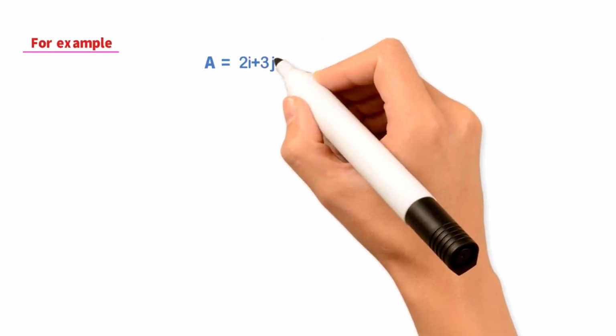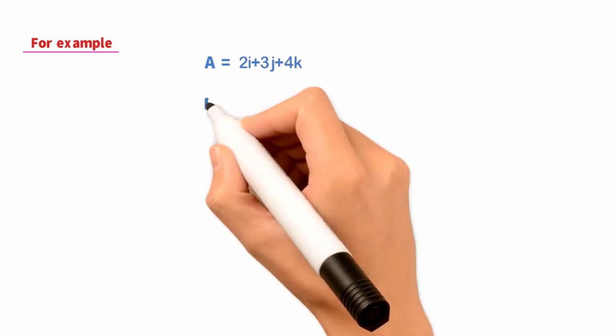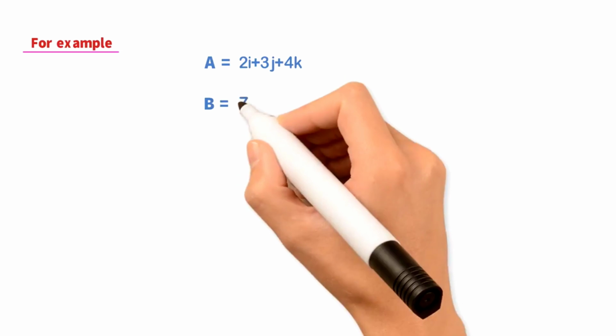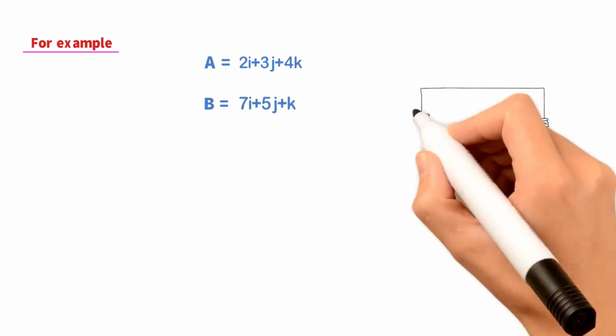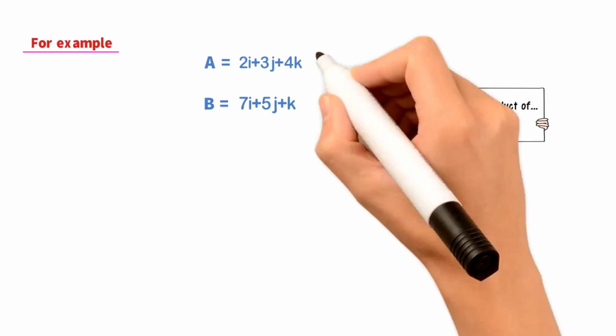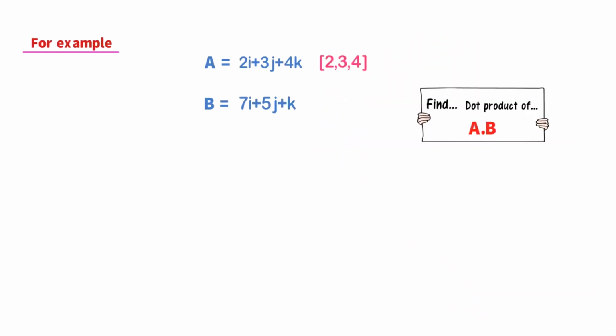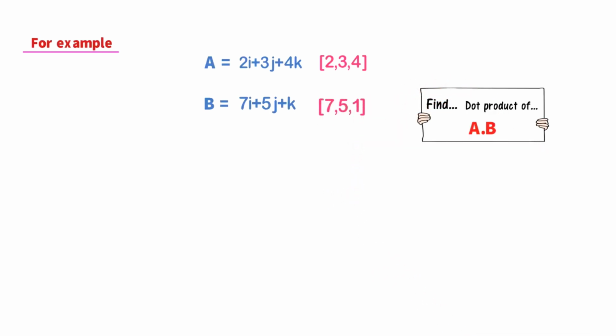Now for example, if I have a vector A which is equal to 2i plus 3j plus 4k, and another vector B which is equal to 7i plus 5j plus k, and someone is again asking me to find the dot product of vector A and vector B, first of all I will take the components of A, and that is 2, 3 and 4, and the components of B are 7, 5 and 1.